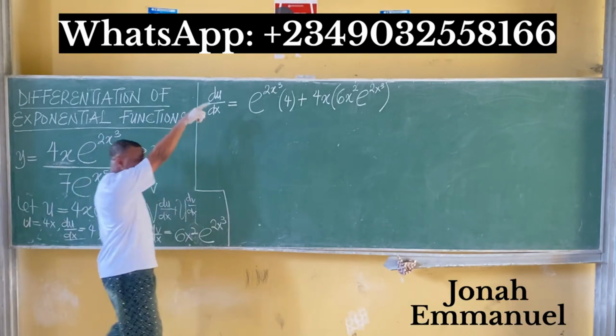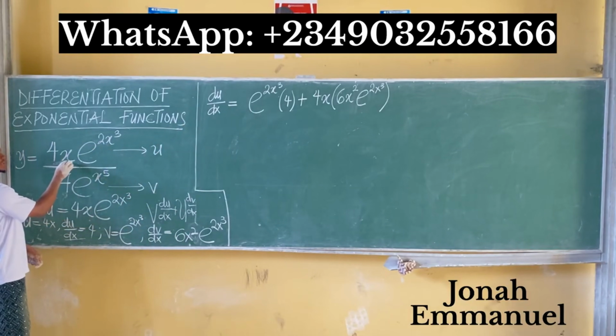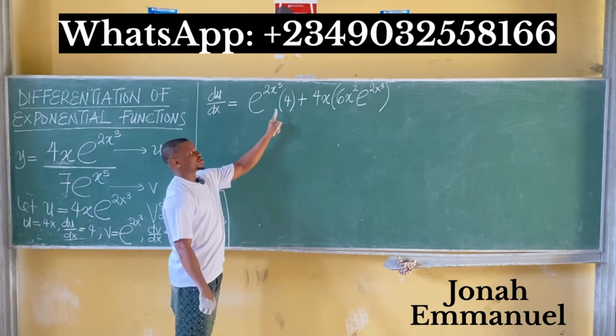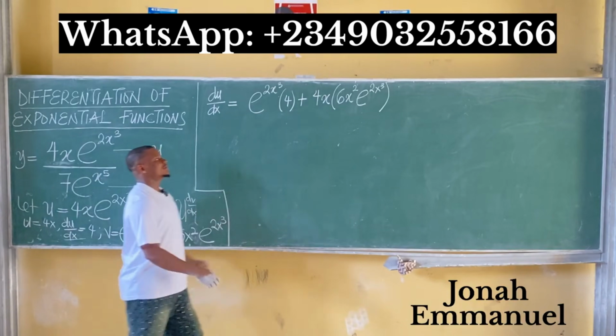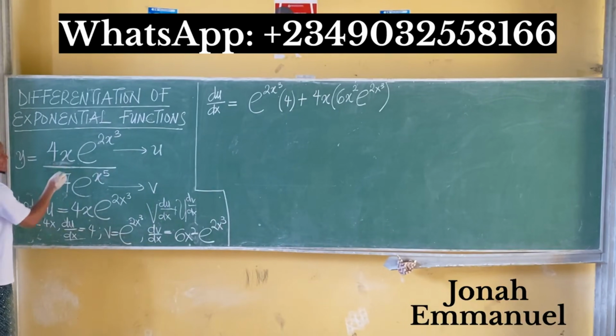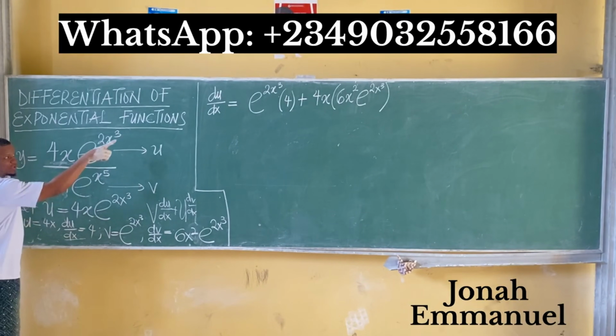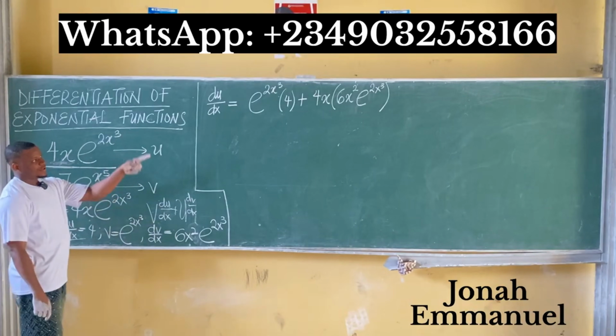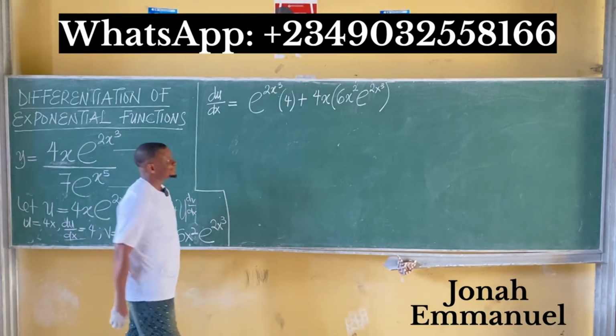To get du dx, differentiate the first term. The first term here is 4x. Differentiate 4x, it gives you what there? 4. V du dx plus, the next thing there is u. What's u there? This first term, which is 4x. Then dv dx means differentiate this one here.